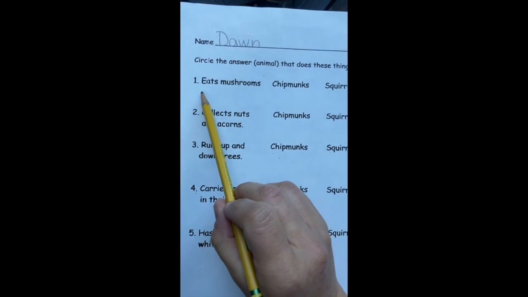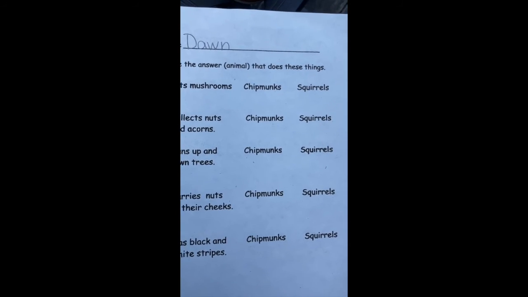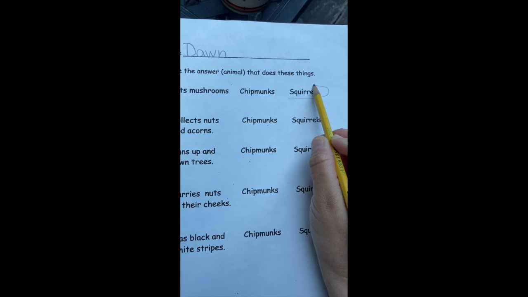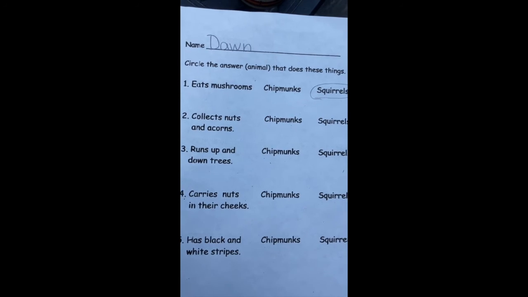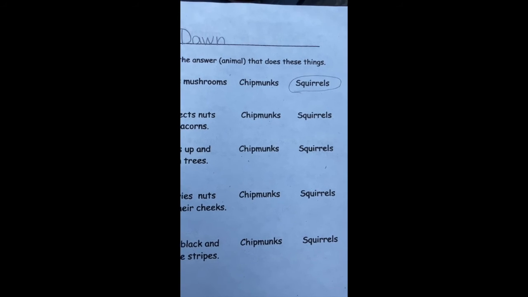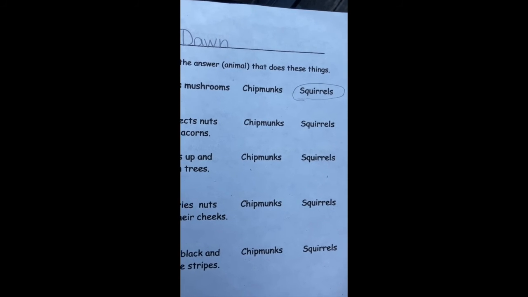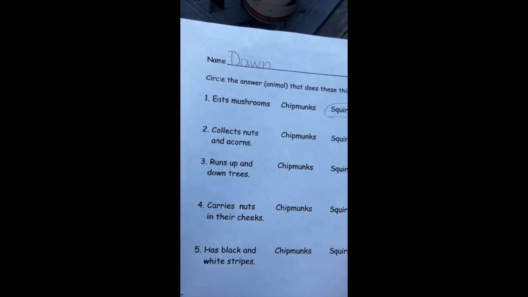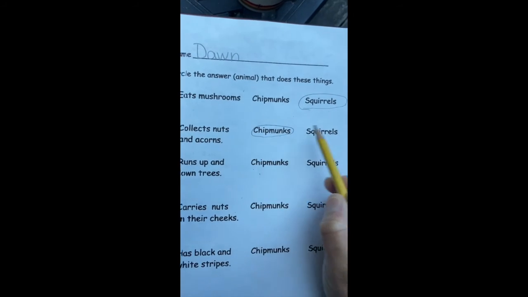Okay, number 1. What eats mushrooms? Chipmunks or squirrels? Yes, it's squirrels. You're right. So you are going to circle squirrels. Number 2. What collects nuts and acorns? Chipmunks or squirrels? Do chipmunks collect nuts and acorns? Yes, they do. And what about squirrels? Do squirrels collect nuts and acorns? You're right, they do. So on this, you circle both of them.